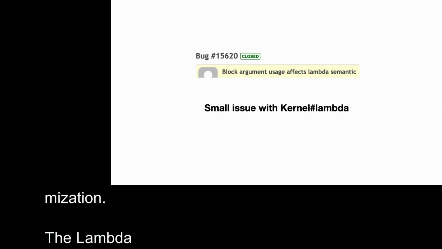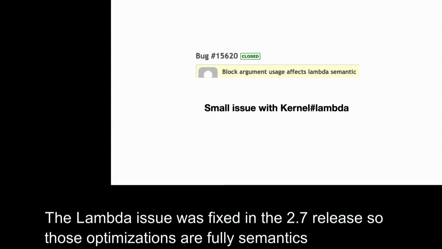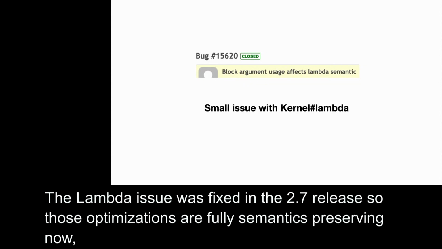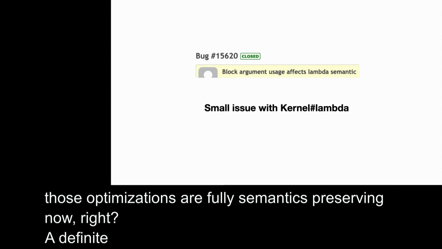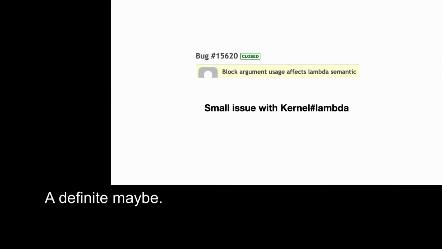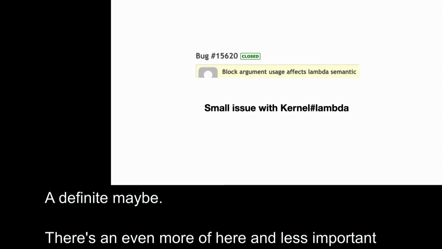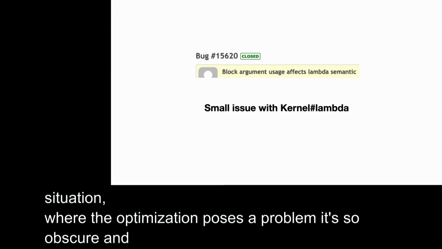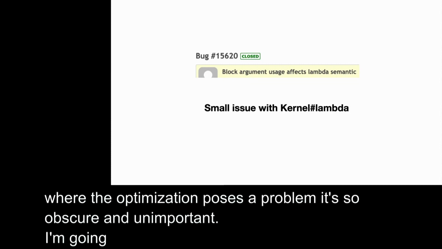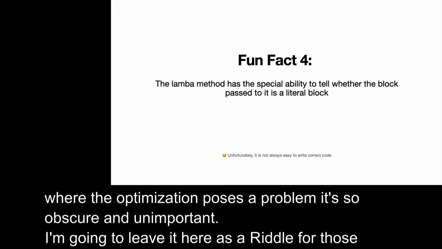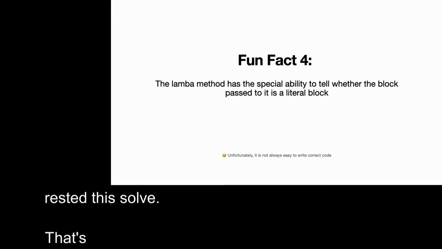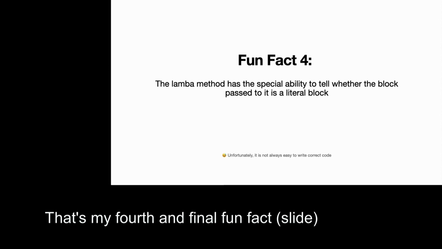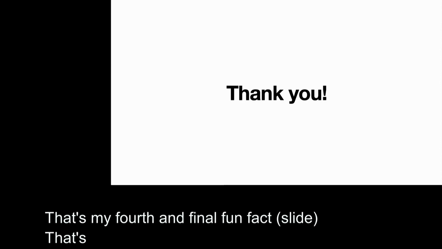The lambda issue was fixed in the 2.7 release, so this optimization is fully semantics preserving now, right? The answer is a definite maybe. There's an even more obscure and less important situation where the optimization poses a problem. It's so obscure and unimportant that I'm going to leave it here as a riddle for those interested to solve. That's my fourth and final fun fact. The lambda method has the special ability to tell whether the block passed to it is a literal block or not. Alright, that's all I have.